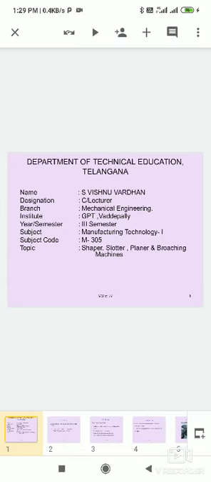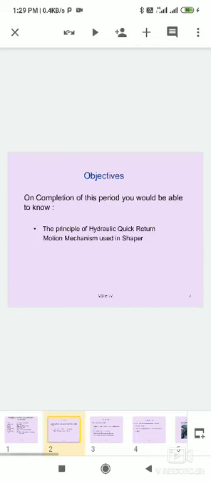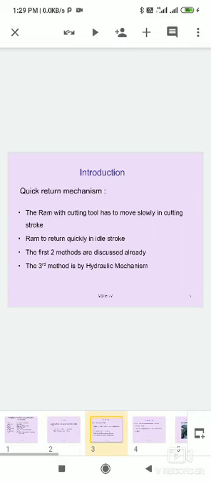Now, today our topic is the hydraulic quick return mechanism. This is a driving mechanism, one type of hydraulic quick return mechanism. On completion of this period you would be able to explain the principle of the hydraulic quick return motion mechanism used in the shaper. Firstly, we learn the hydraulic quick return mechanism.